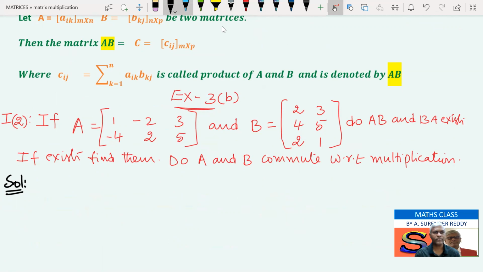So look at this. In exercise 3b, Roman 1, second problem. If A is the matrix 1, minus 2, 3, minus 4, 2, 5, and B is 2, 3, 4, 5, 2, 1, do AB and BA exist? If they exist, find them. Do A and B commute with respect to multiplication?